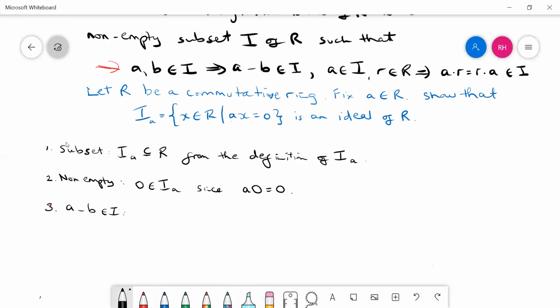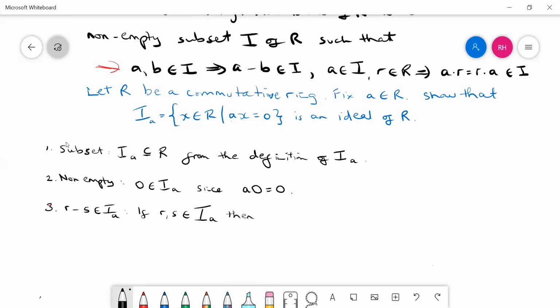So if A and B are elements of the ideal, or the set of IA, then what does that mean? We better not use A and B here because we've already got another A. So I'll put here, what we're trying to show is R minus S is an element of the ideal. So if R and S are elements, sorry, little A there, what does it mean if they're elements of IA?